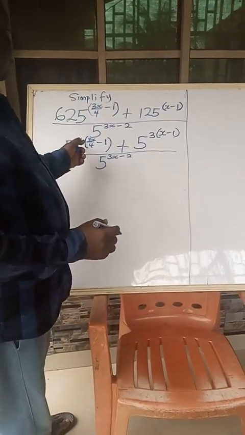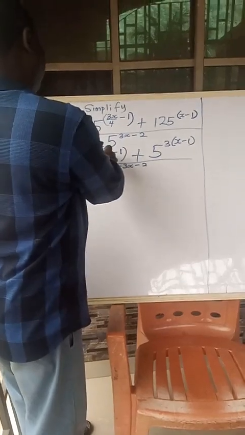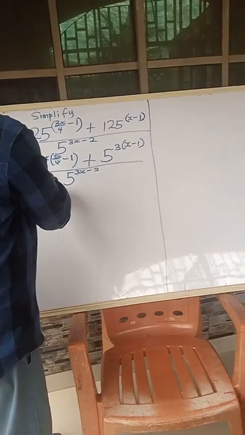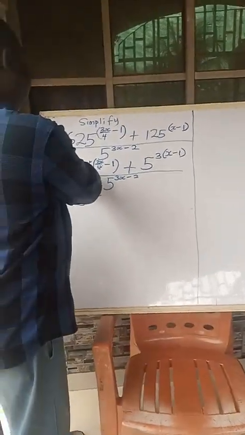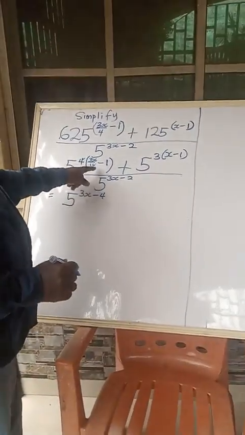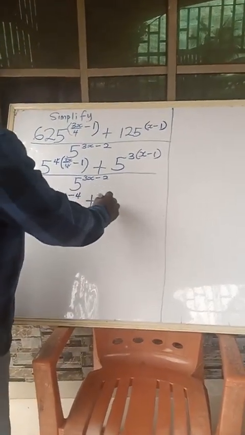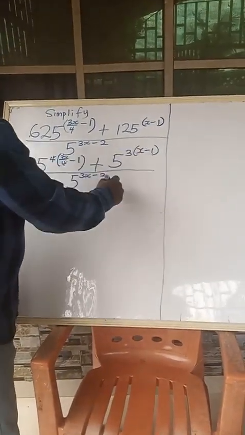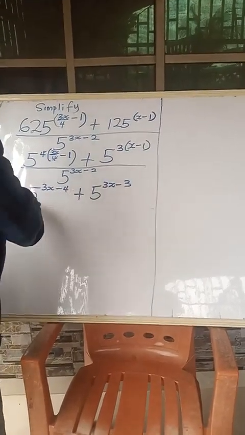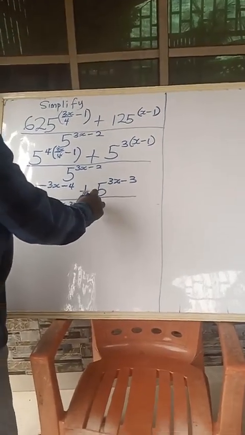Now, according to law of indices, these two powers will multiply each other. So 4 times 3x over 4, that is 3x, and this becomes 5 raised to power 3x. Then 4 times minus 1, that is equal to minus 4. So this 4 will multiply this, and at the same time it will multiply this one. Then plus 5 raised to power 3 times x, that is 3x. 3 times minus 1, that is minus 3. And all over 5 raised to power 3x minus 2.